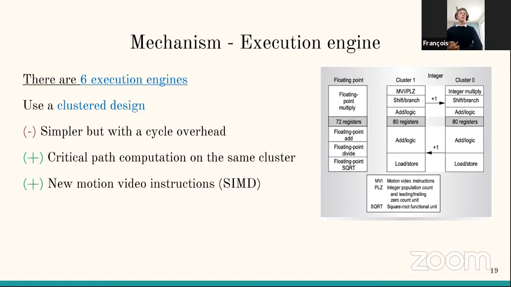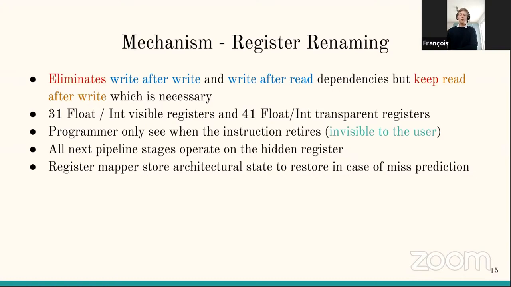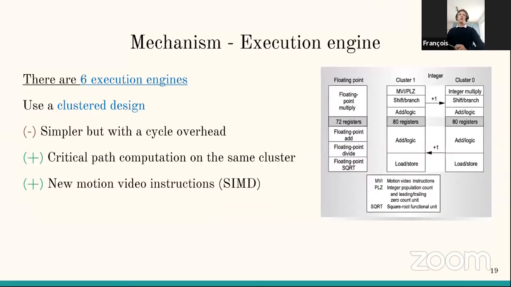And as you see, there are more than 41 integer and floating point registers. These registers are not the same as on the last slide, because these are here to restore the architectural state in case of an error. And these registers are here to store the instructions from the out-of-order engine.